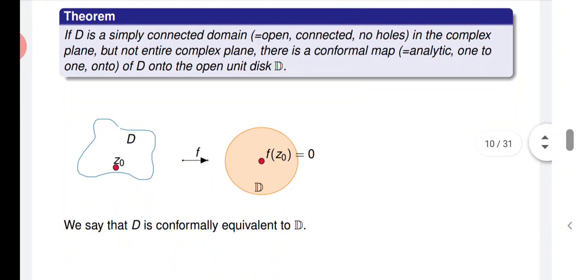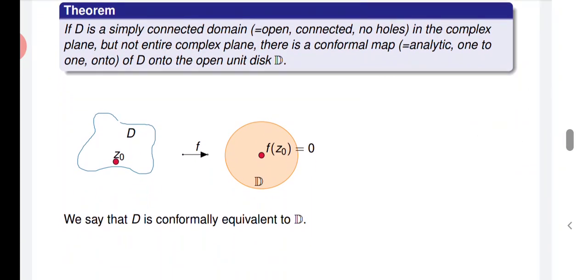So we have a diagram. In it we have a different shape of curve, point Z0, domain D tends to the special type of circle where f of Z0 is equal to 0. So we may say that D is conformally equivalent to the unit disk.